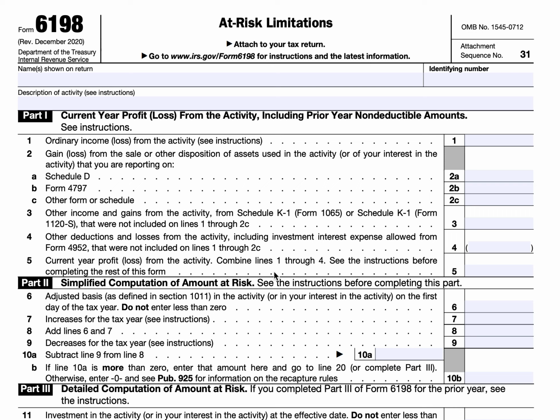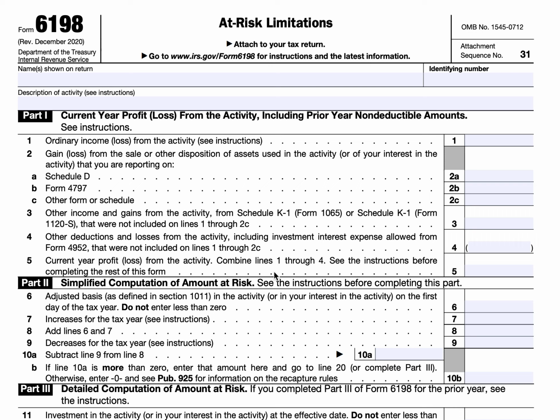And then finally, number 4, any cash or property that was contributed to the activity or to your interest that is either financed through non-recourse indebtedness, protected against loss through a guarantee or stop loss or some similar arrangement, or if you borrowed the money or property from a person who has an interest in the activity other than as a creditor or who is a related person.